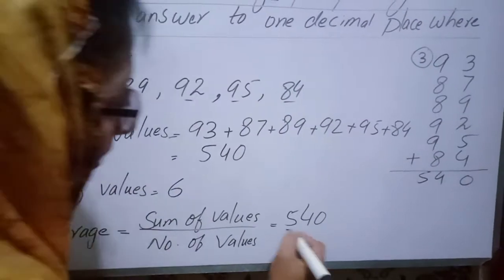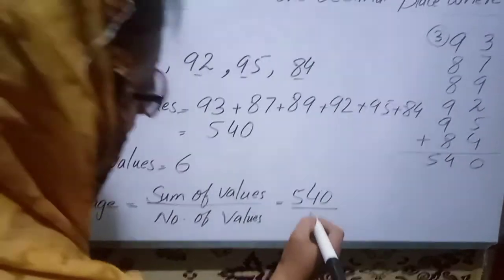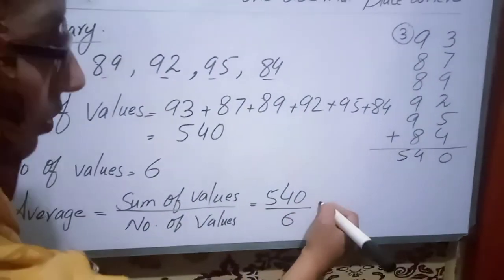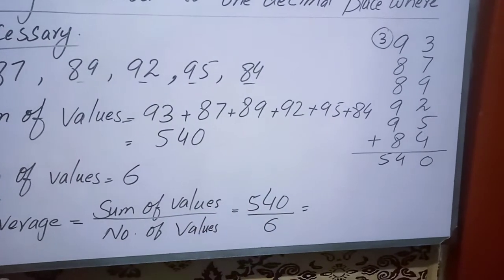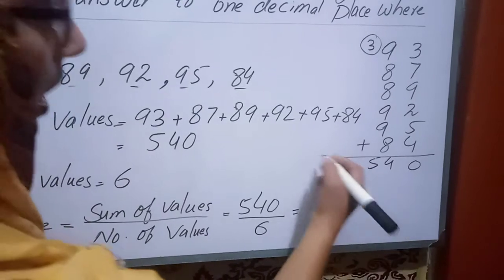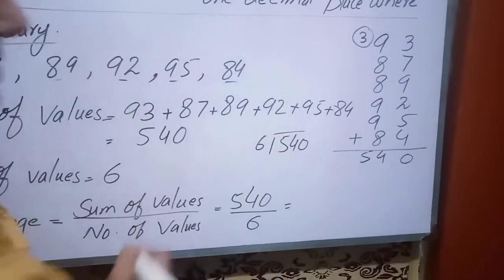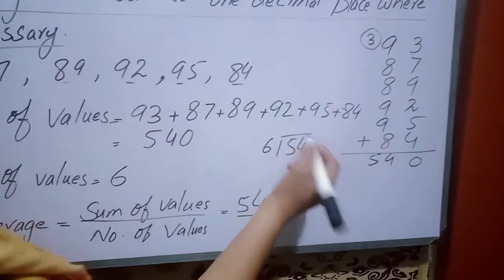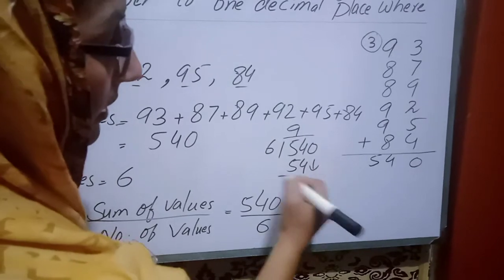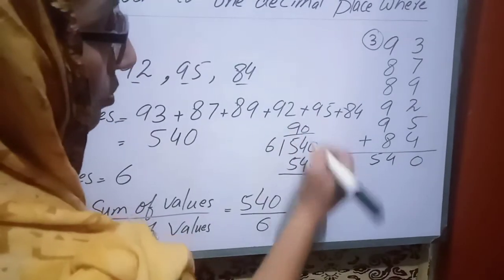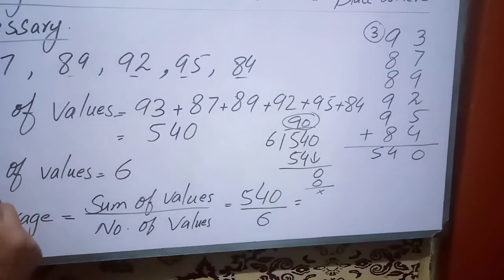The next thing we have been given is the number of values. So instead of this one I will write here 6. Now this is the way in which we have to divide. Now I will divide 540 with 6. In the table of 6, where does 54 come? 6 9s are 54. Now I will take here the 0. 6 zeros are 0. It means it gives the answer 90.